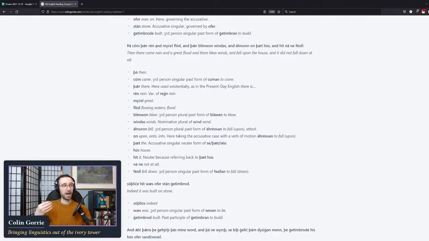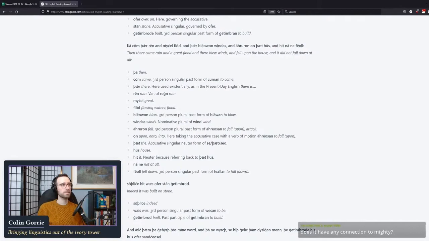and Michel flood. So Michel, great. Not a word that survives in everyday usage today, but you may have heard mickle or muckle in Scots, which is a descendant of this, and also lacking that palatalization of Michel. So there came rain and Michel flood, a great flood. Flood, it could be a literal flood or just flowing waters. And thar blewon windas, and there blew winds. Nothing too complicated there.